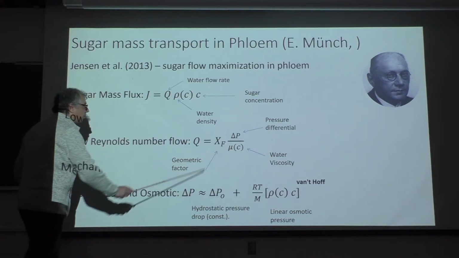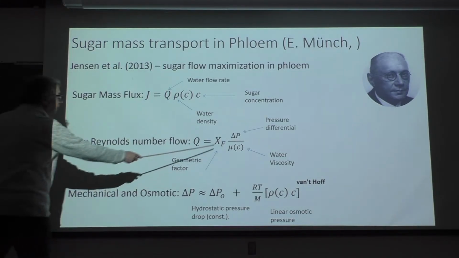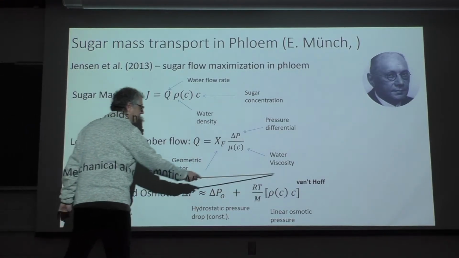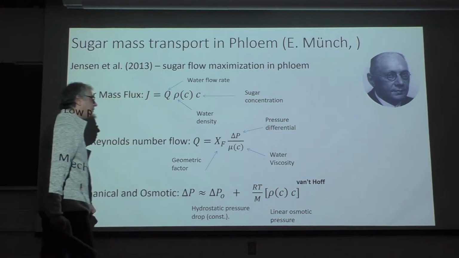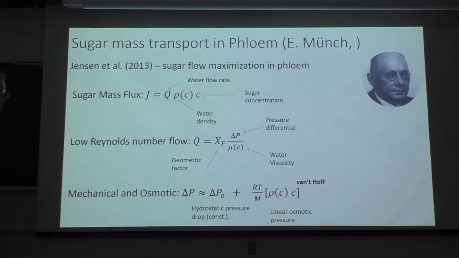And the viscosity of the water, of course, varies with concentration. I mean, sugar maple, for example, is quite viscous because there are a lot of sugars in the water. And then you could formulate a model for the pressure differential. It could be hydrostatic, and it could be osmotic, or some of both. Osmotic here meaning that the increase in sugar concentration increases the osmotic potential.